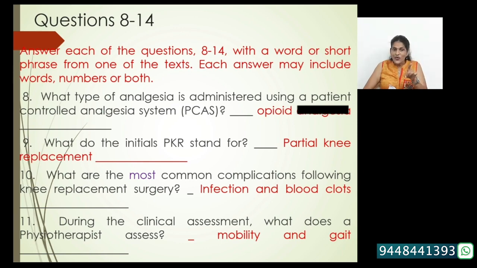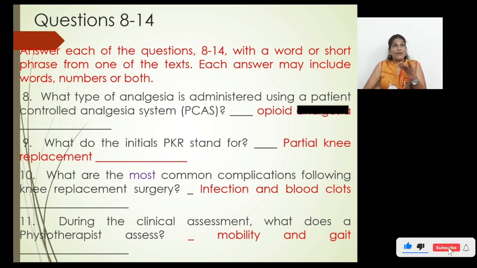So, the second question: what do the initials PKR stand for? P stands for partial, K stands for knee, R stands for replacement. So you need to write partial knee replacement. Third question: what are the most common complications following knee replacement surgery? As we know, the words we look for are most, least, or majority. These are the vital words that you should remember. That means you have to focus on that aspect in the text.